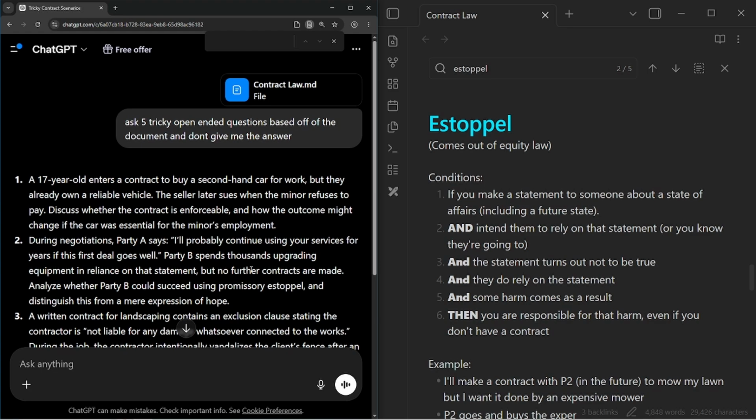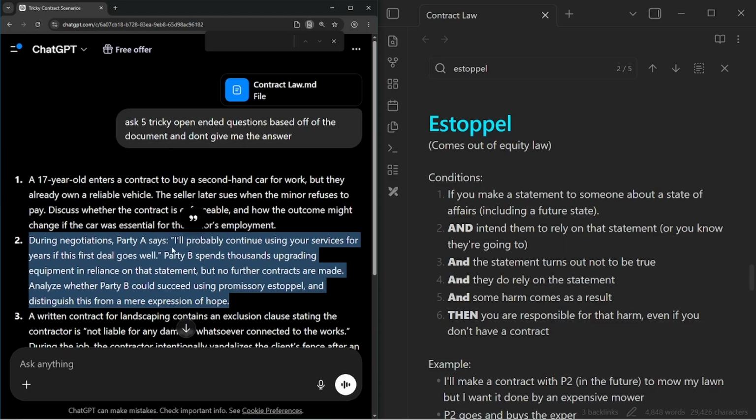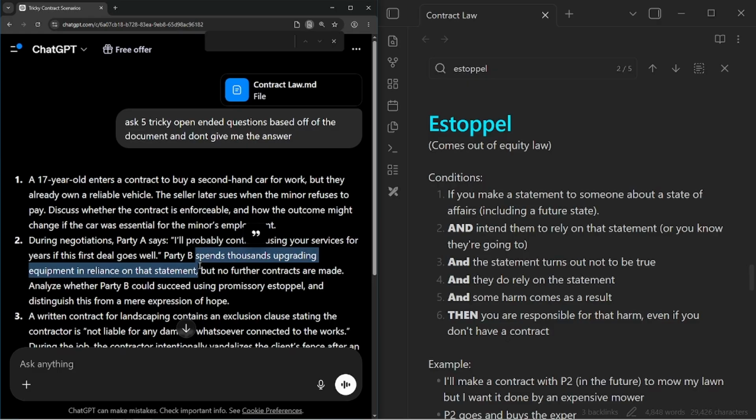Well, is the harm... could you argue that party B spending the thousands, so I guess the harm is the opportunity cost of spending the money on the equipment, whereas maybe they could have spent money on more advertising or something, right? Is that a harm? If that's a harm, then you are responsible for the harm even if you don't have a contract. Okay, I don't know. I think that the opportunity cost is a difficult one because party B is still benefiting from the upgraded equipment in their dealings with any other parties, right?